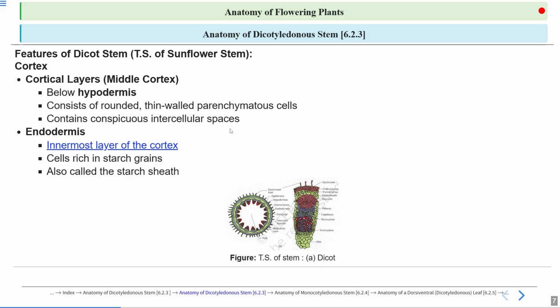So here in the diagram, you can see the collenchyma, then comes the parenchyma, and then there is the endodermis layer. So you can see all 3 different types of cells that make up the tissue, the filler tissue, or ground tissue. They consist of parenchyma and collenchyma, and the endodermis is again a type of parenchyma cell, the innermost layer of the cortex, containing starch grains.